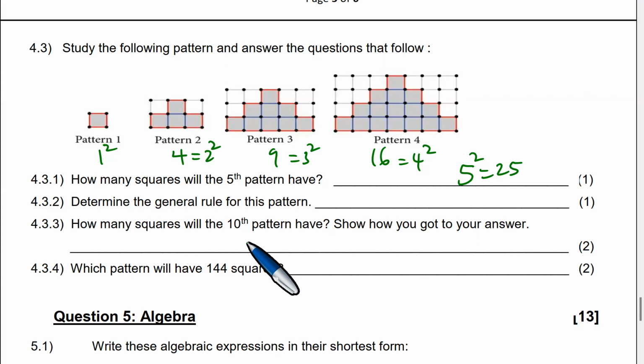It's always the pattern number. So the general rule is just the pattern number squared. So it's going to be the number squared. 2 squared, 3 squared, 4 squared is the number squared.